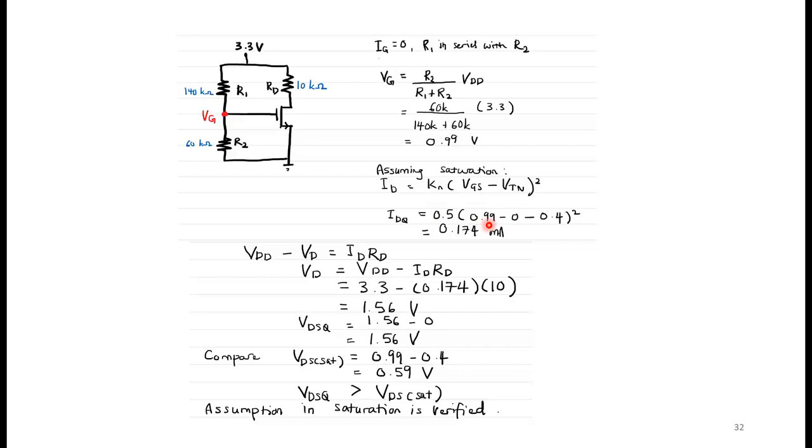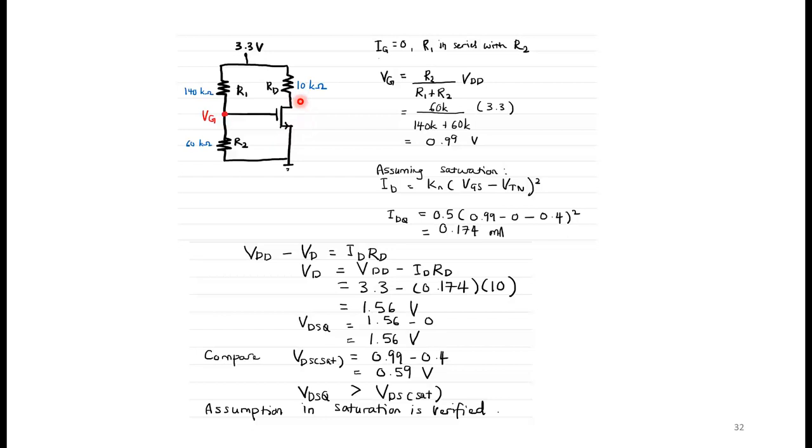So I get IDQ equals 0.174 milliamp. Now, knowing this, I'm going to check. For me to check whether it is correct, since I assumed that it is in saturation, I need to find VDS. And for me to find VDS, I need to find VD.